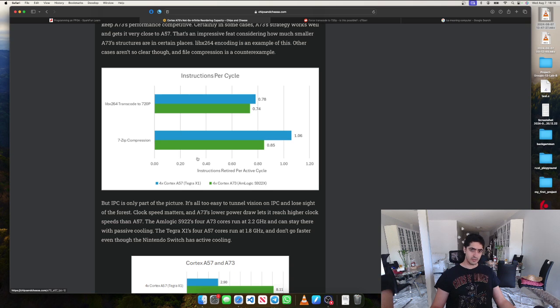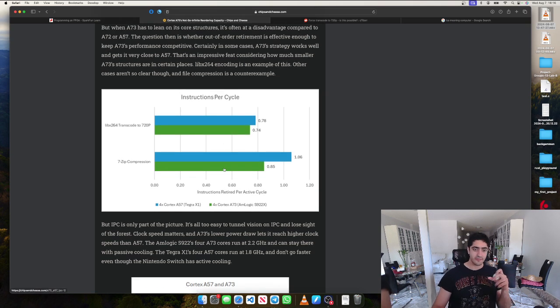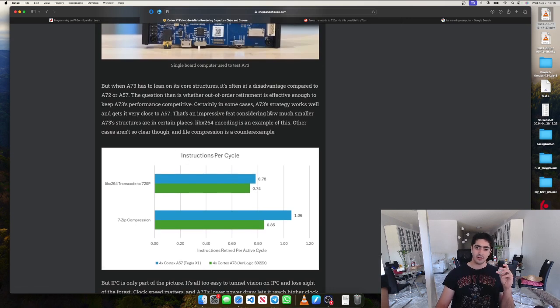Alright, so what was the point of this graph? Libx264 encoding is an example of this. Other cases aren't so clear, and file compression is a counterexample. Alright, so A73 does worse for 7-zip compression. It does 0.85 instructions retired per active cycle, but A57 did 1.06.